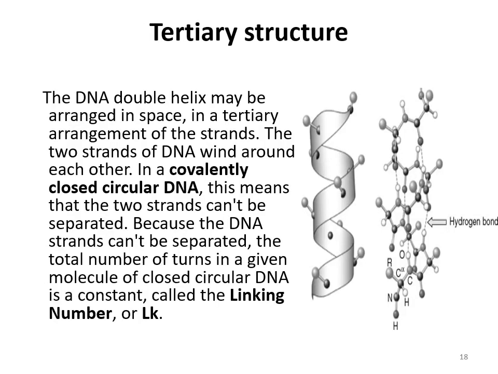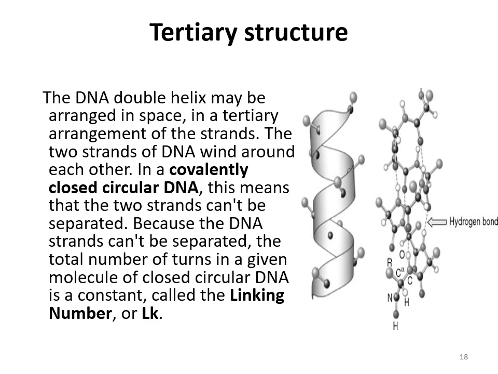Tertiary structure. The DNA double helix may be arranged in space, a tertiary arrangement of the strand. So in primary structure, only a linear nucleotide strand is formed. In secondary structure, it forms a double-stranded DNA molecule, and in tertiary structure, the strands wind around each other. How can you explain that tertiary structure is the 3D structure of the DNA molecule?